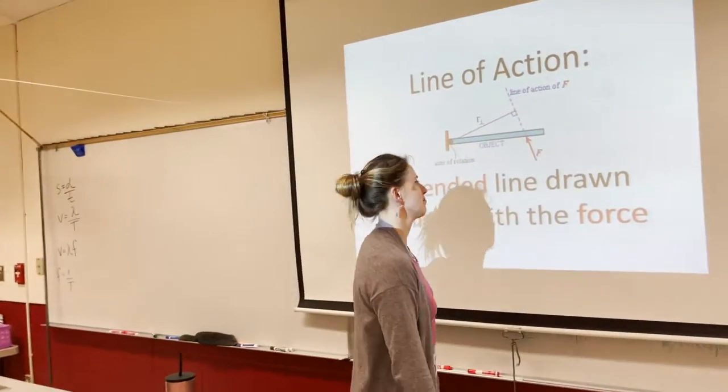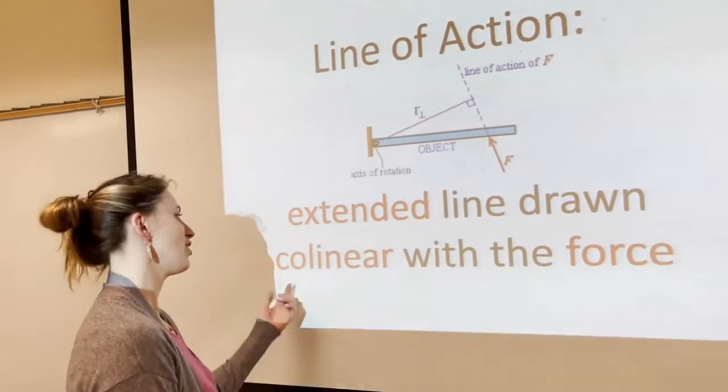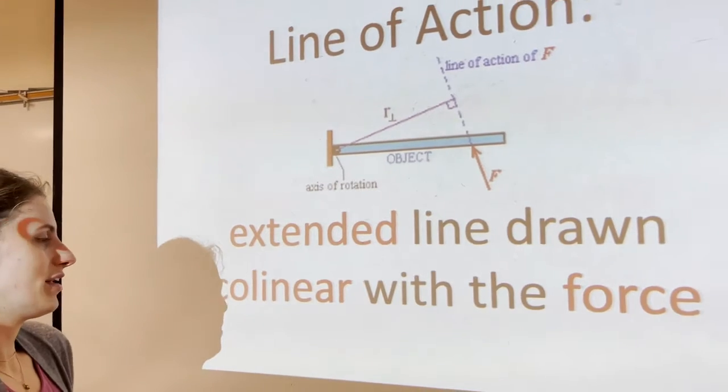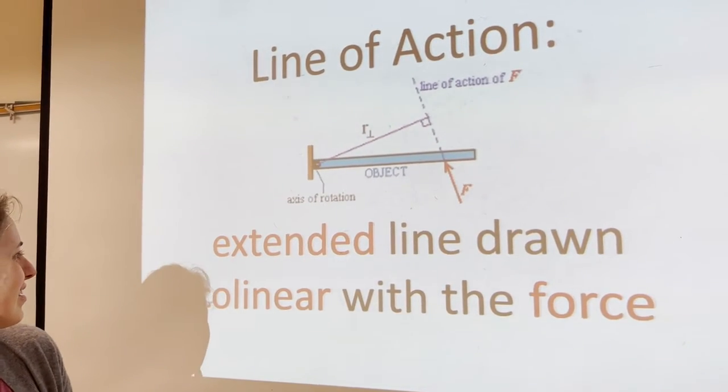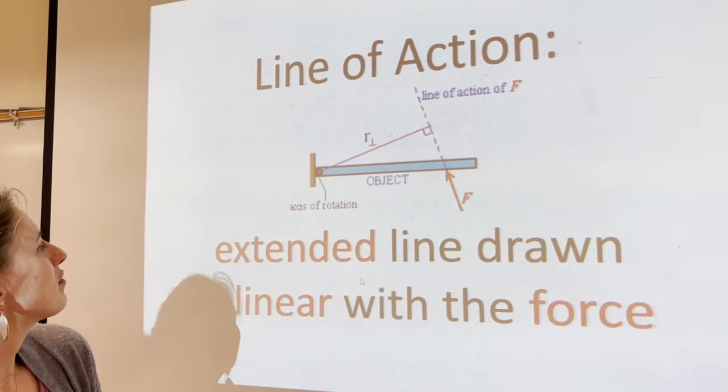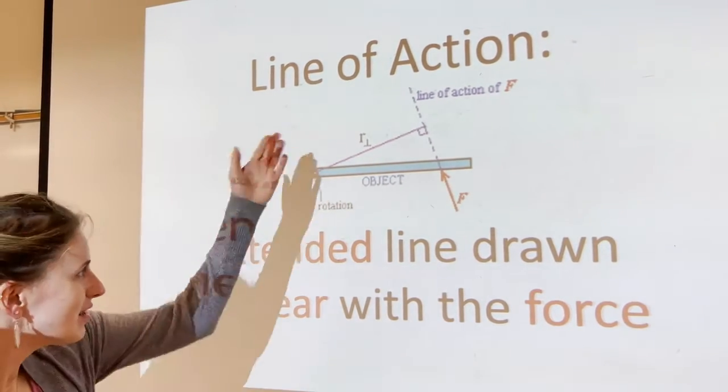Collinear. Mr. Morgan, what does that mean again? Well, linear is line, co is with, so it's just in the same line. It's on the same line, yeah. It's parallel with it or whatever. In this case, it's the exact same. It's in the exact same spot.